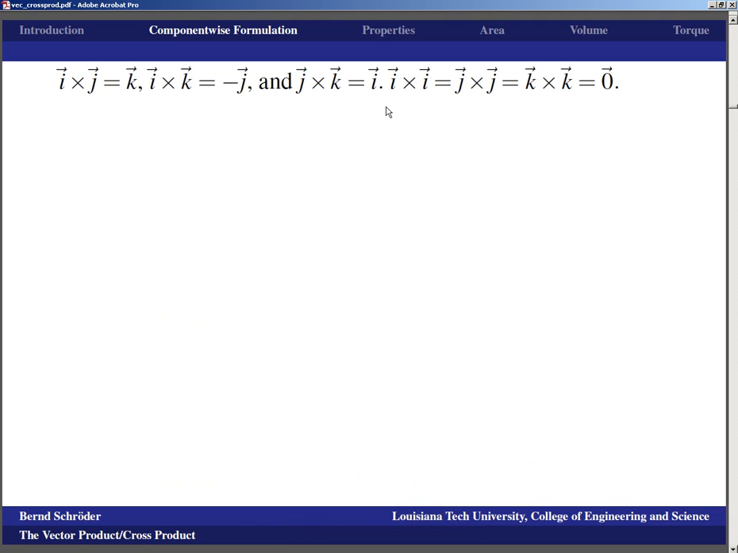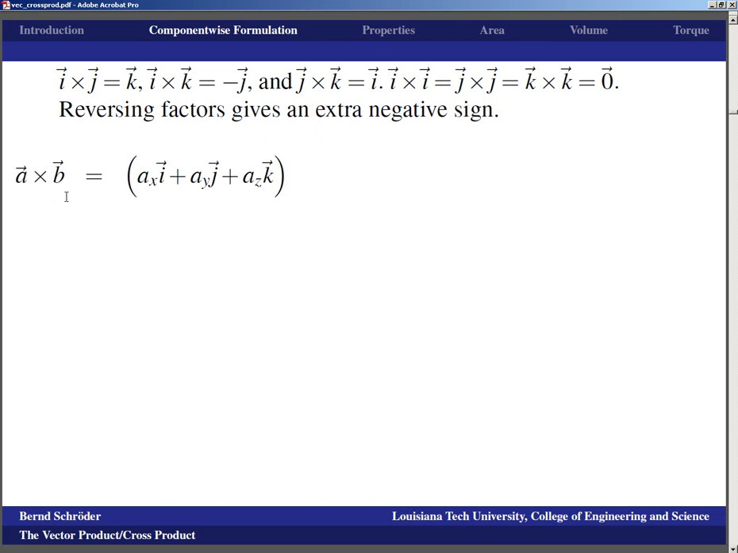That is actually enough to derive the component-wise formulation of the cross product, because if we now also remember that reversing factors gives an extra negative sign, right? And that's because if you work out K cross I, for example, and do the right-hand rule, you end up with something that's pointing in the direction of J. So as soon as we know all that, we can look at A cross B in a component-wise form, and we know that A is the X component of A, so AX times I plus AY, the Y component of A, times J plus the Z component of A, AZ times K, cross BX times I, BY times J plus BZ times K.